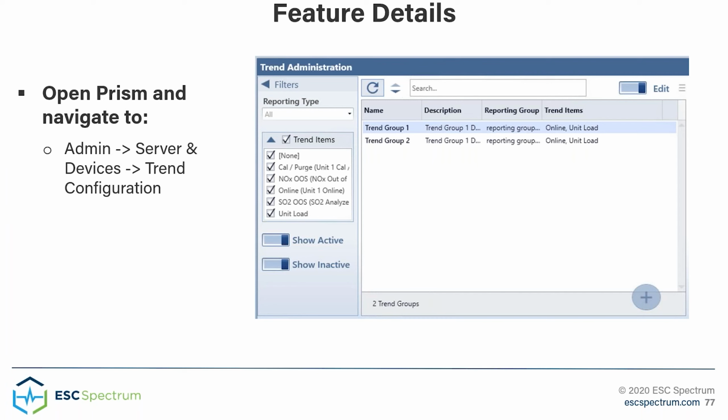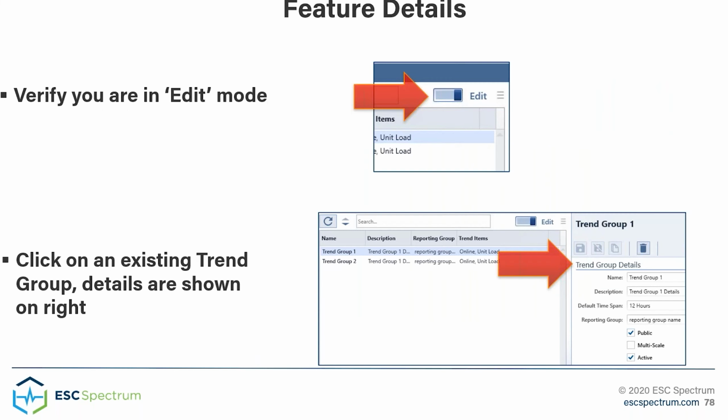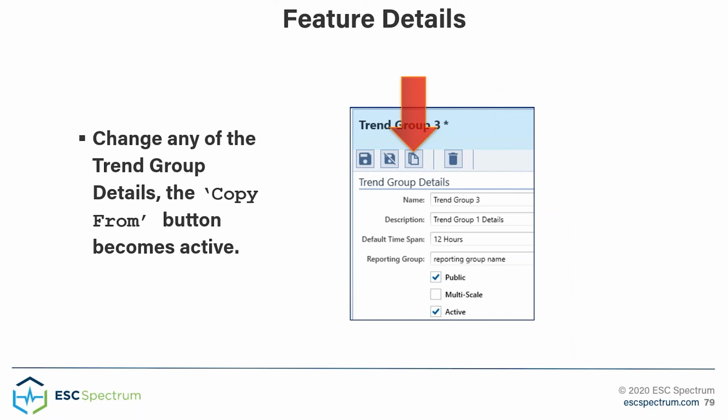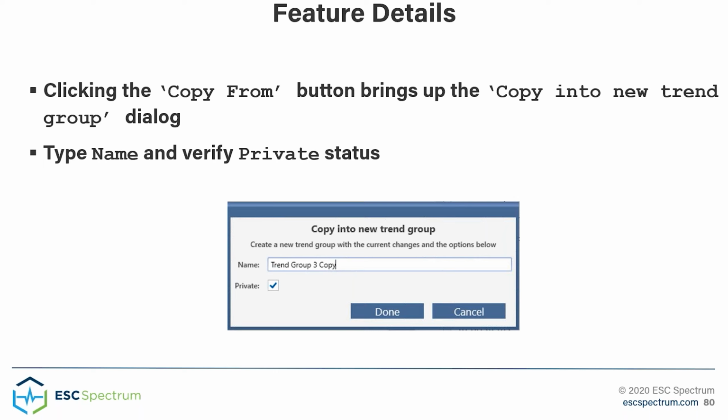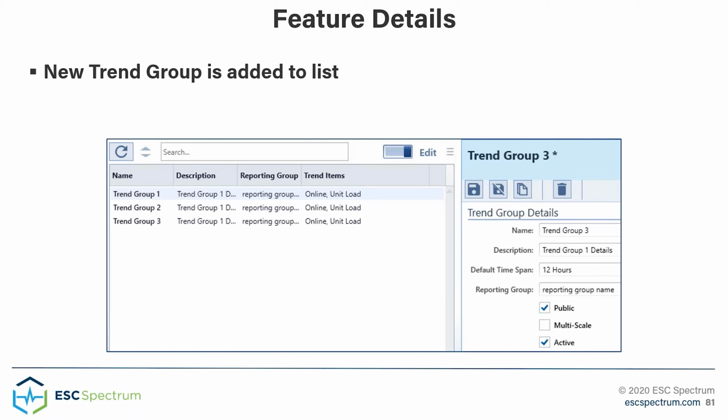Open Prism, navigate through admin, server devices, trend configuration, and you'll see something like this. And make sure you're in edit mode again. Click on the existing trend of interest. You'll see the details on the right. And there's this copy from button that's over there. And you click that and it'll ask you, where do I want it? What's the new version name that I'm creating? You put in that stuff, select private or public, and hit done. And now you have a new trend group added to the list that's a clone of the previous one.